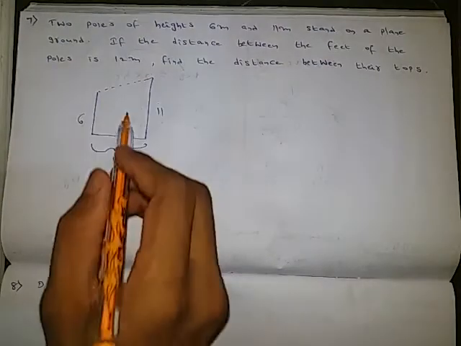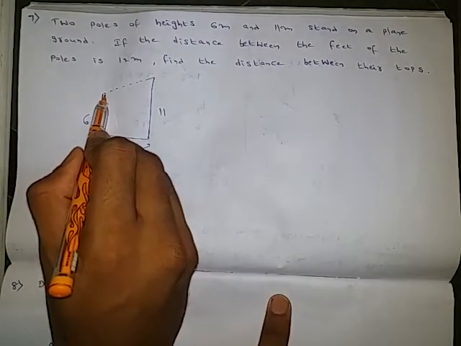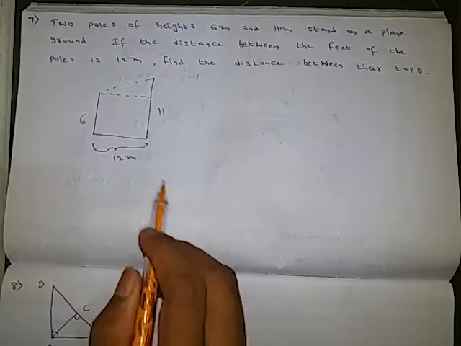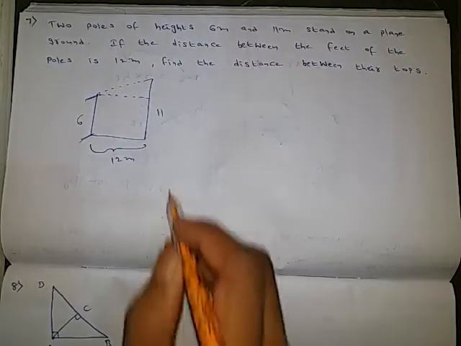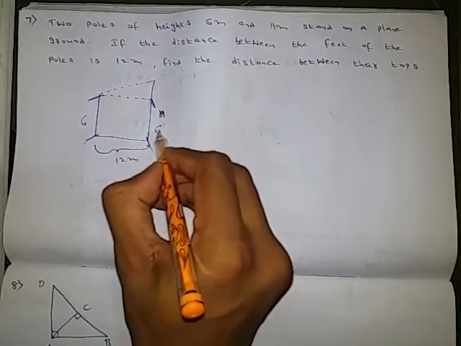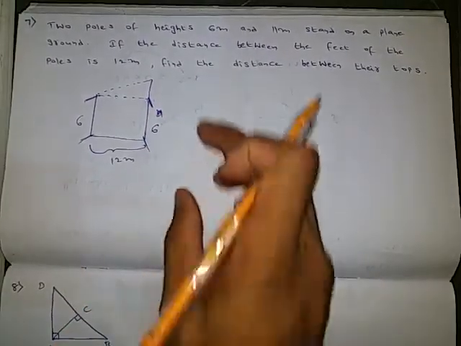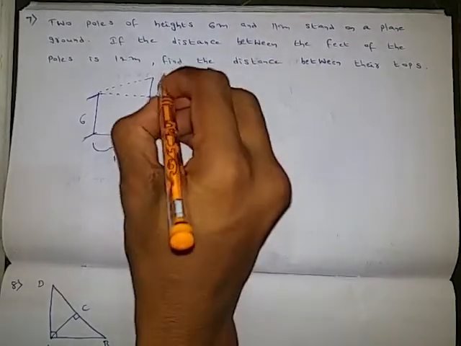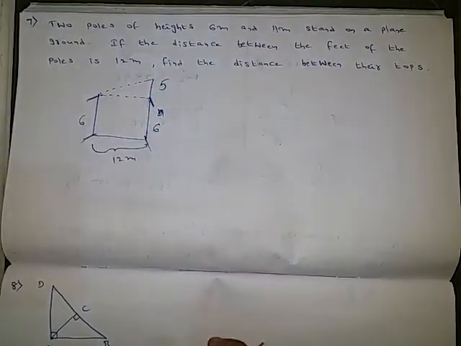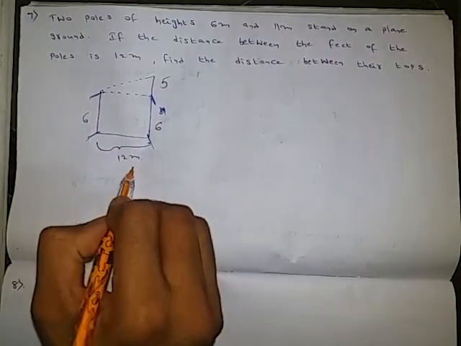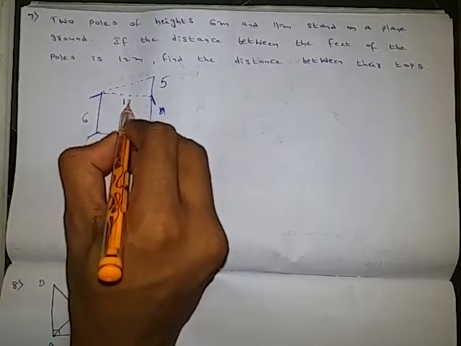So what I will do: here 6 is there, and from that I will draw exactly one horizontal line. Now from here to here, if it is 6 meters, then from here to here also it should be 6 meters only. Next, he said that clearly this total length is 11 meters. So 6 is already completed, so this remaining part should be 5. He gave clearly that from here to here, the distance between the poles, is 12 meters. So I will write the same 12 here.